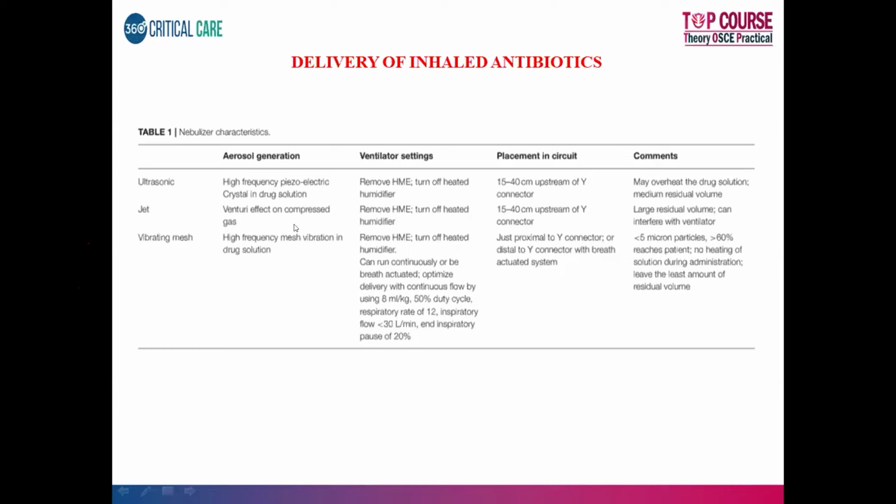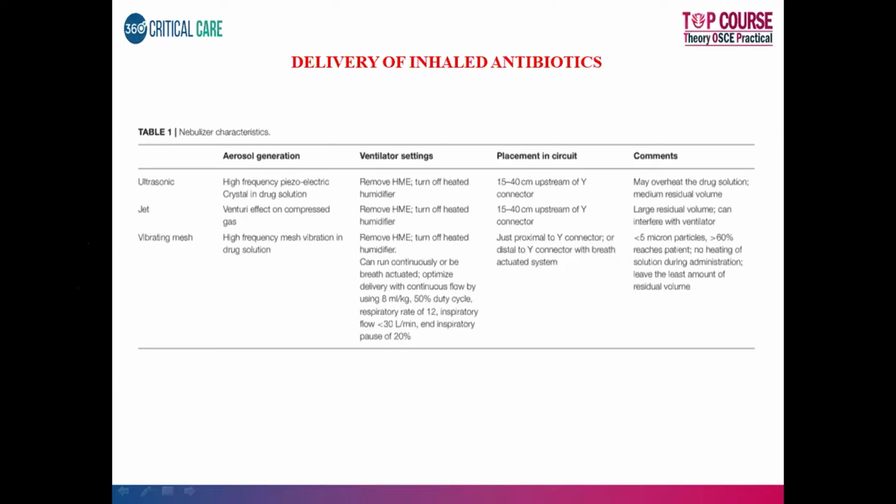Okay, so these are the other things, your ventilatory settings. What should your ventilator settings be? That is also very, very important. Your tidal volume should be maximum 8 ml when you're giving. Okay, your respiratory rate should be 12. Inspiratory flow should be less than 30, and an expiratory pause of around 20%. These are the ideal settings, but I think most of them might not follow this.